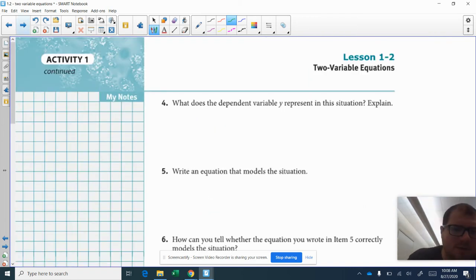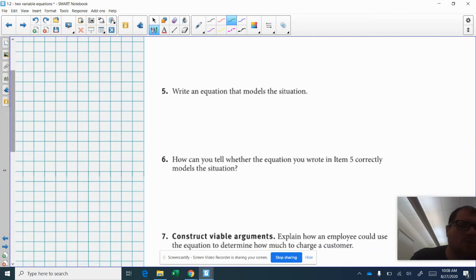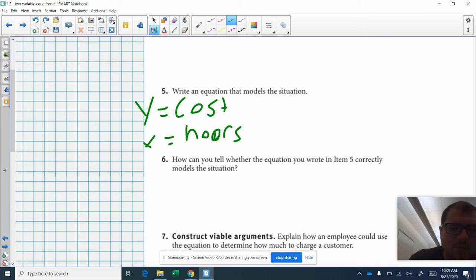Okay, we already talked about number 4, the dependent variable, we did on the last page. So we want to try to create an equation here. Okay, we want to try to build an equation. And to do this, we have to think about how this thing is changing and how it is affecting. So first off, we want to build a 2-variable model, okay, where y is going to be our cost and x is going to be our hours. Okay, so see how we're building 2 different variables.